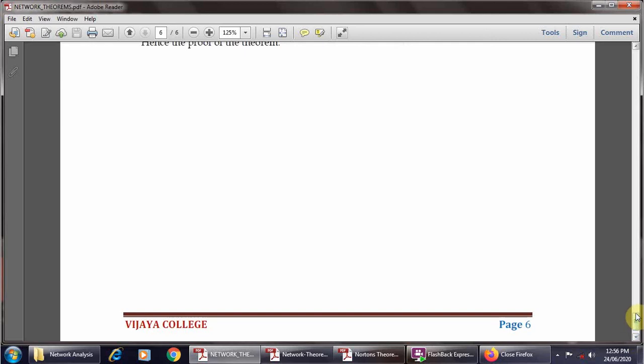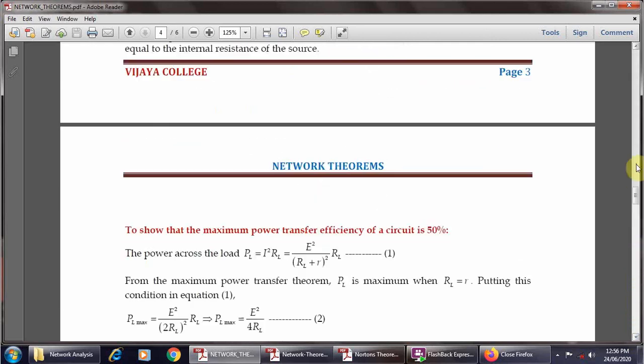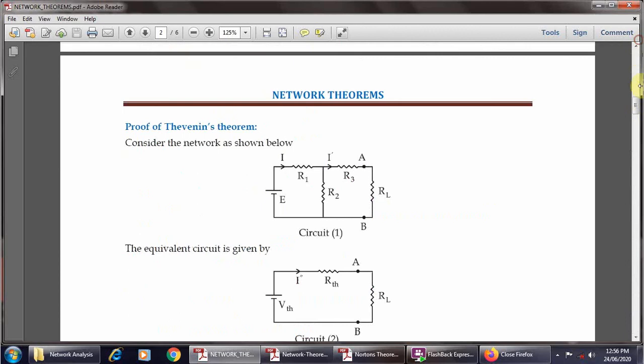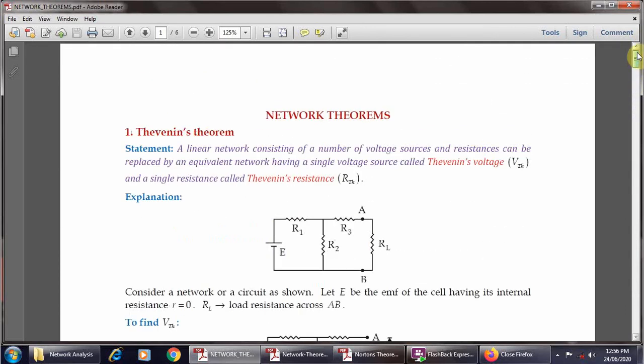I hope that all of you understand the concept behind the network theorems, starting from Thevenin's theorem. In my previous video we understood Thevenin's theorem and its proof. Then in this video, the maximum power transfer theorem and the superposition theorem with its proof.